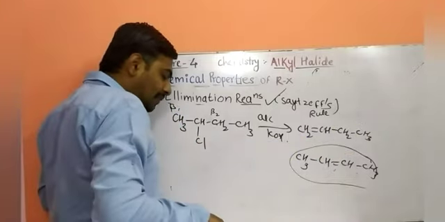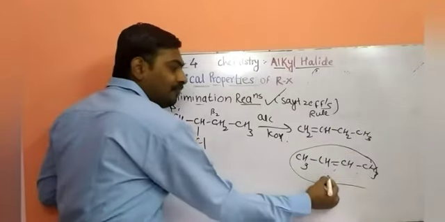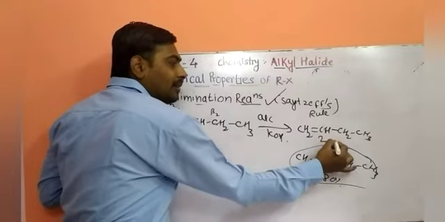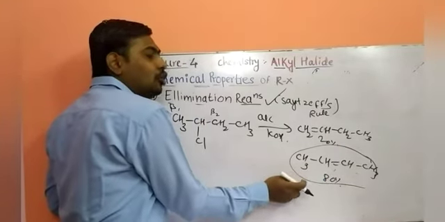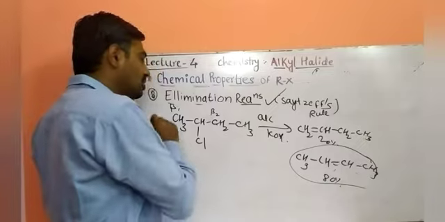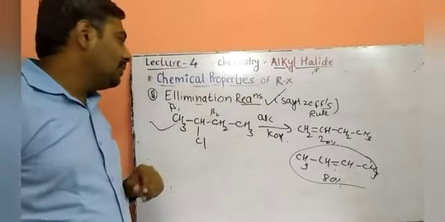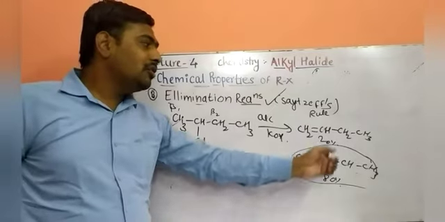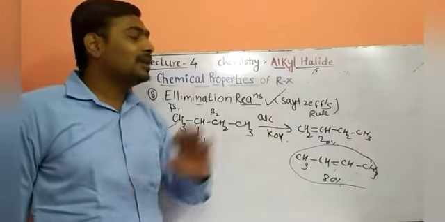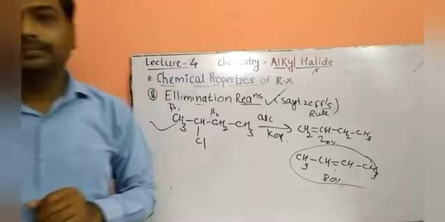So this gives 80% as a product. This gives 20% as a product. What is the name of this product? 2-butene. What is the name of this product? 1-butene. This question will be asked in the examination, a very important question. What is the elimination product of 2-chlorobutane? It gives 2-butene and 1-butene as products in 80 and 20% proportions. Thank you.